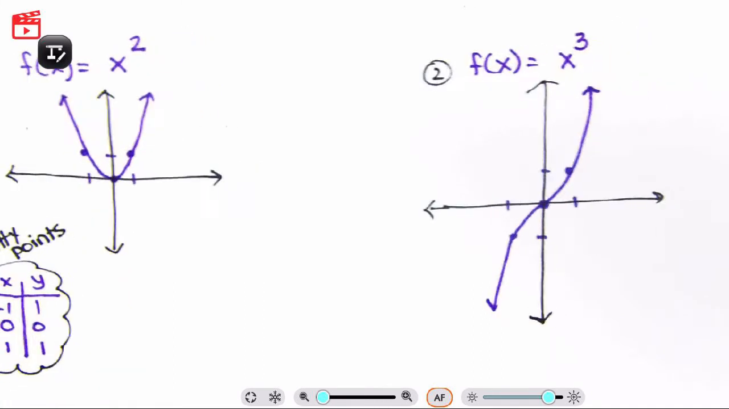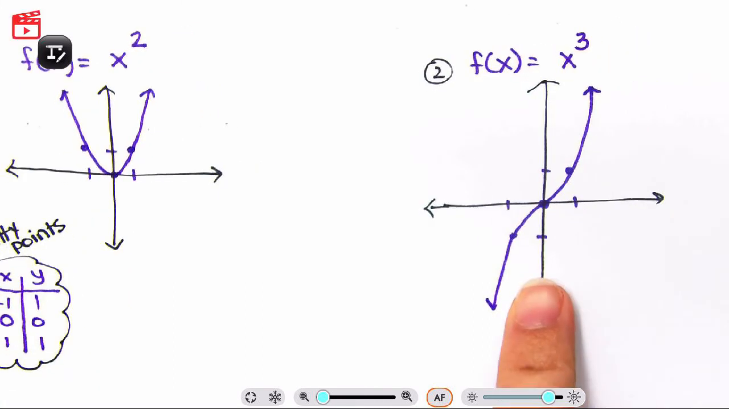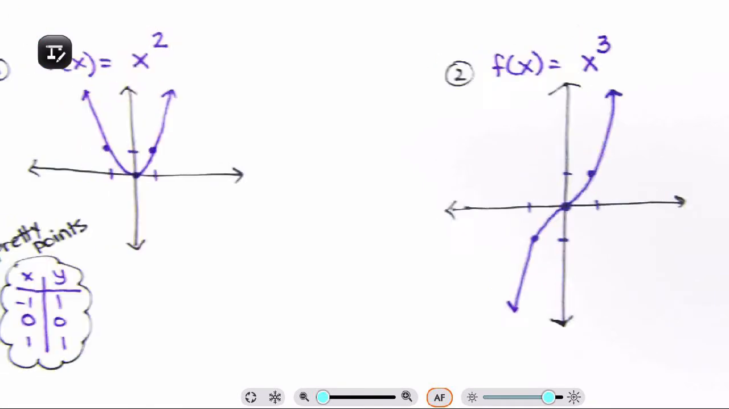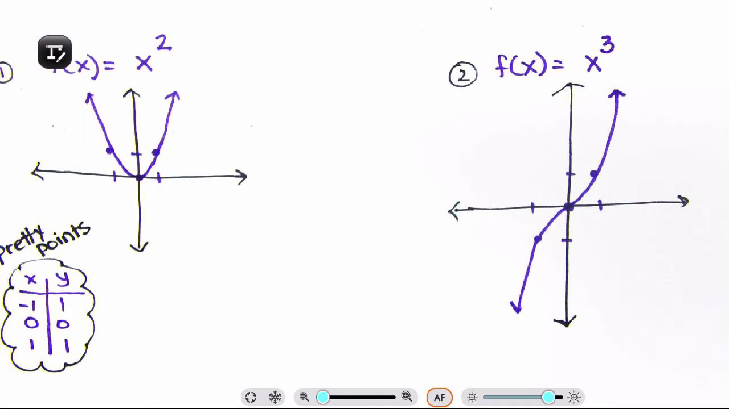I did the same thing for another parent function. So here's your parent function. One thing I didn't mention is you have to know these. You have to memorize these. So make sure you're writing this down in your notes. I would attach this parent function sheet to your graphic organizer for transformations, so that way you have it. If you get lost on how this graph should look, here it is.